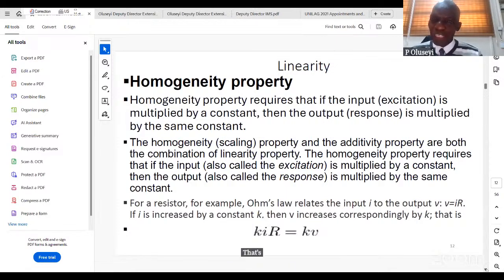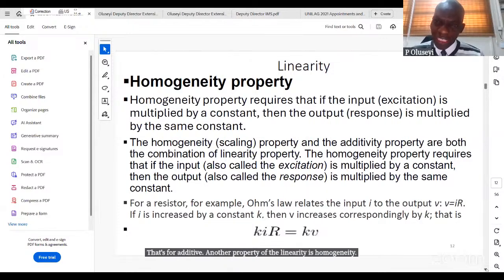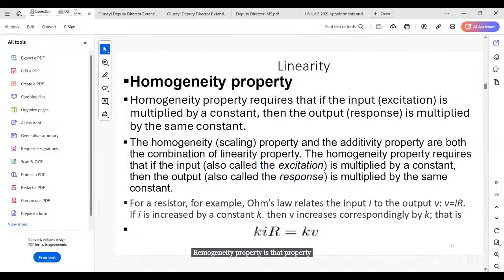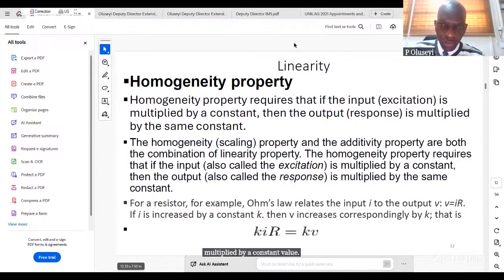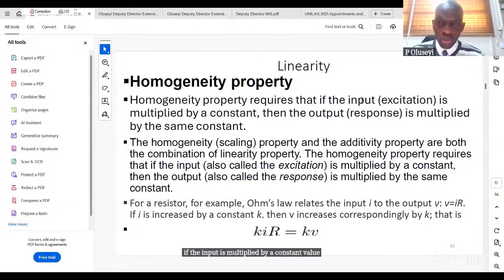That's for additive. Another property of linearity is homogeneity. The homogeneity property is that if the input is multiplied by a constant value, then the output is multiplied by the same constant value. Take note, homogeneity means that if you multiply the input by 10, you must multiply the output by 10. Homogeneity, which some textbooks call the scaling property, and the additive property are both needed in the linearity property.